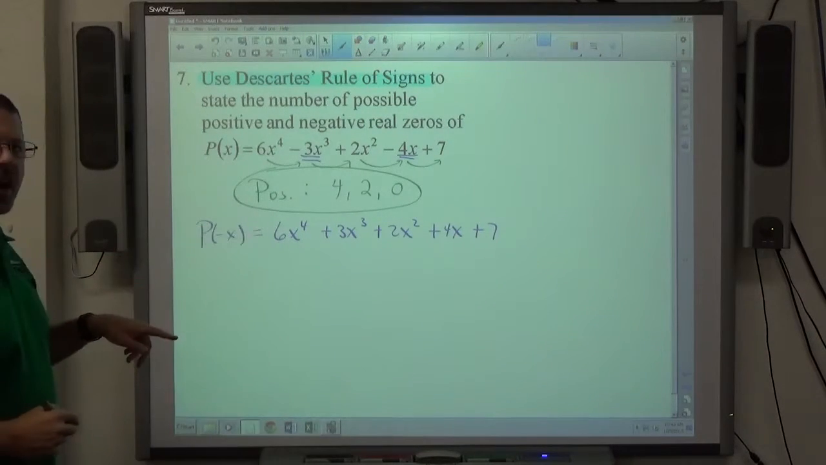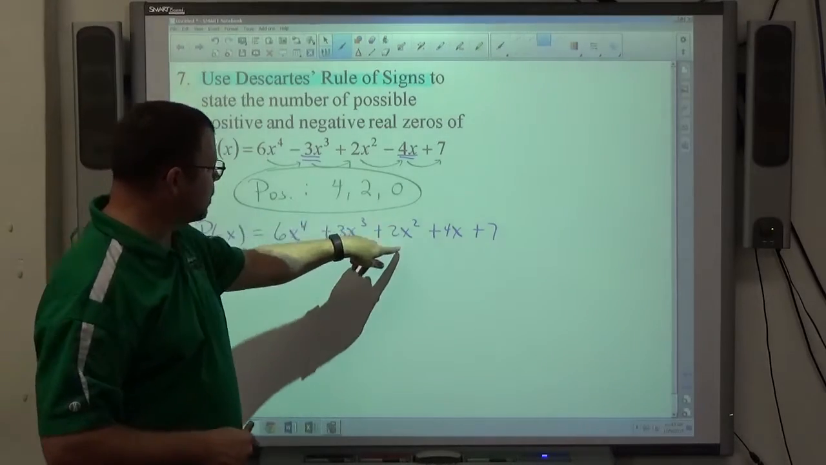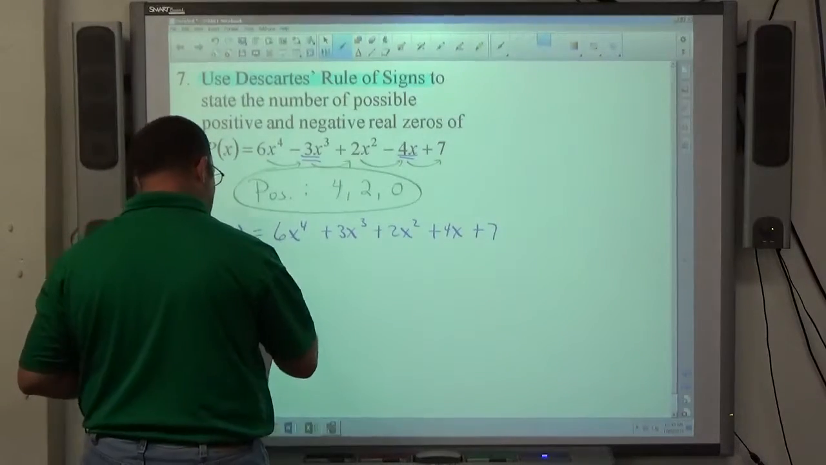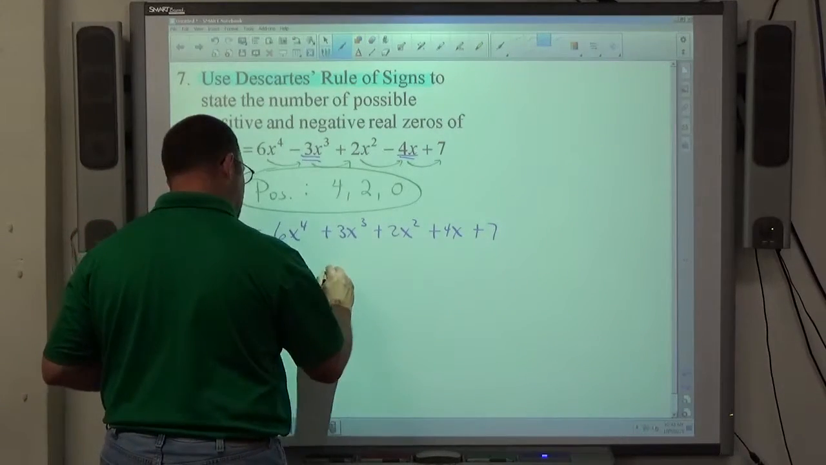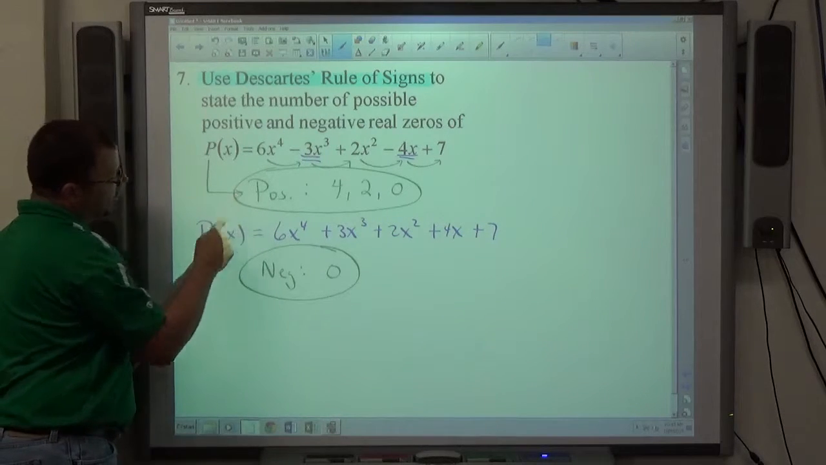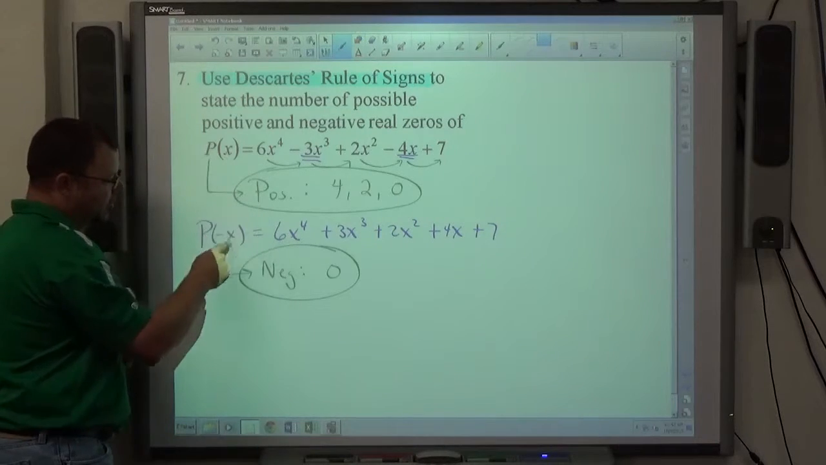Looking at variations in sign on the bottom one, P of negative x, positive stays positive, stays positive, stays positive, stays positive. It never changes sign. So the negative solutions for this one would be 0. All right. P of x tells us everything we need to know about positive. P of negative x tells us everything we need to know about negative, which is pretty straightforward, positive, negative.